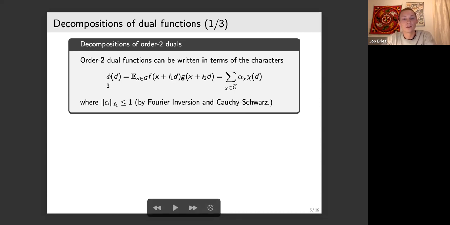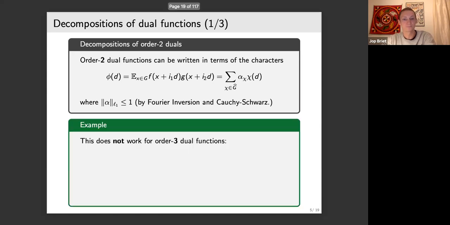Okay, so in a sense, order 2 dual functions can be written as convex combinations of characters. And this is a type of decomposition that I think is optimal in many senses. It doesn't get much better than this. Unfortunately, you don't have decompositions like this already for order 3 dual functions. So here's a bad example that shows that you can't do something like this for order 3 dual functions.